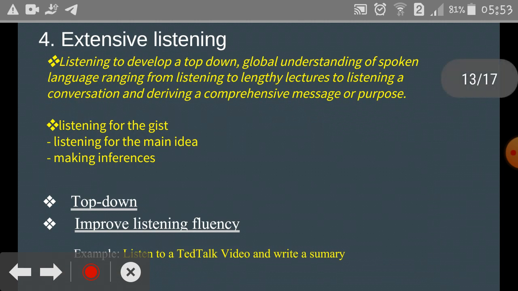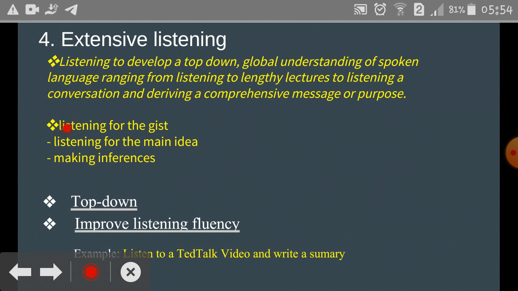Okay. And then the fourth one is extensive listening. Extensive listening is listening to develop a top-down or global understanding of spoken language, ranging from listening to lengthy lectures to listening to a conversation and deriving a comprehensive message or purpose. So extensive listening usually can be given to assess advanced students like university students, or you can also use it for senior high school students in the last year.